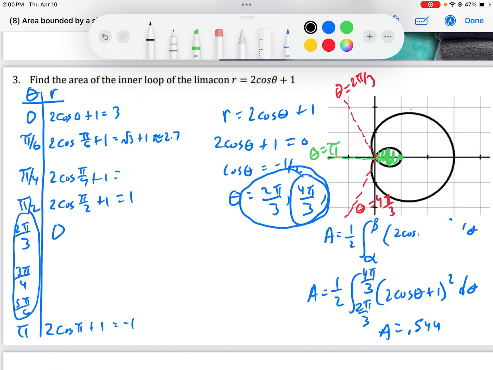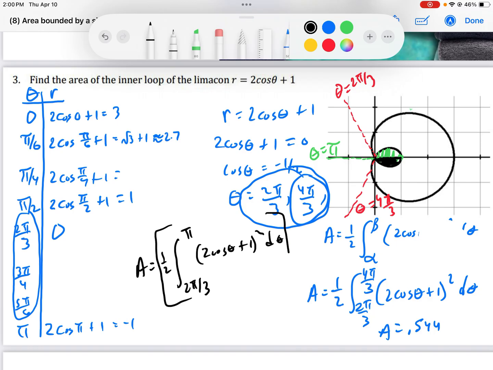I could have also done, you can use that idea behind symmetry. Area is 1/2 the integral from 2 pi over 3 to pi, because that would just give us this part right here, of the radius squared. And then whatever I get, multiply that by 2. Use that symmetry. All right, hopefully this is helping.